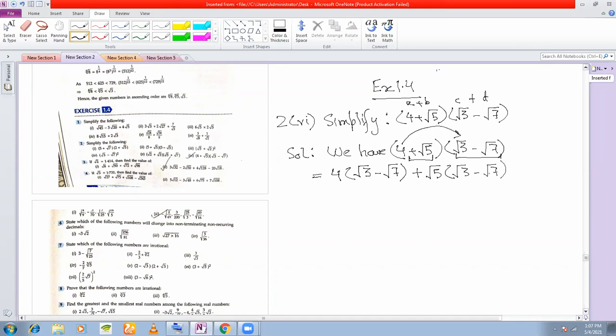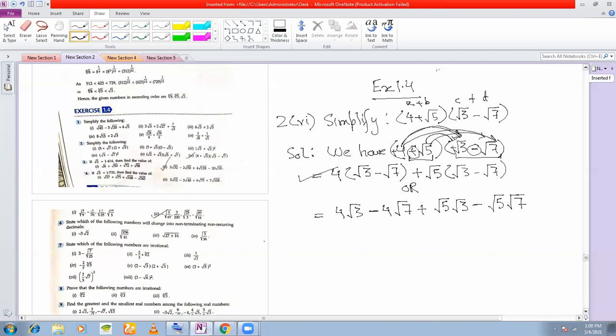Either you can think of it in this way, or you can also think of it in this way, as you have done. You can multiply 4 with root 3, so get 4 root 3. Then you can multiply 4 with root 7. Because you have a plus 4 and a minus root 7, the plus and minus will combine to give you a minus. So minus 4 root 7. And you have a plus root 5 and a plus root 3 here, so plus plus will combine to give you a plus root 5 into root 3. And finally, root 5 will combine with root 7. Because you have a plus here and a minus here, you will have a minus sign. So minus root 5 into root 7.